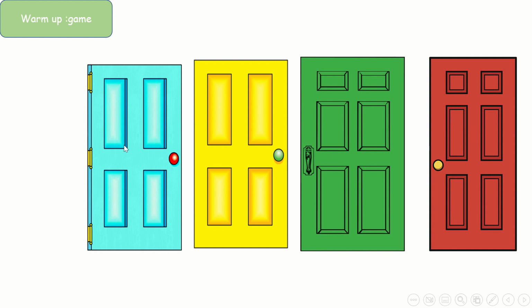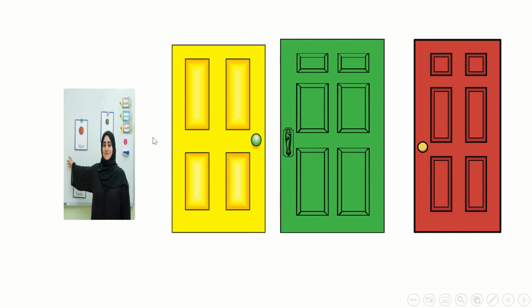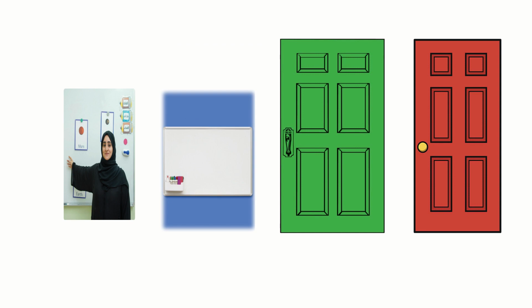Great. Now we are going to knock the door and see what is behind the door. Let's see the blue door. What is it? What is behind this door? Oh, it's a teacher. Excellent. What about the yellow one? Let's knock the door. What is it? What is behind the door? It is a whiteboard.